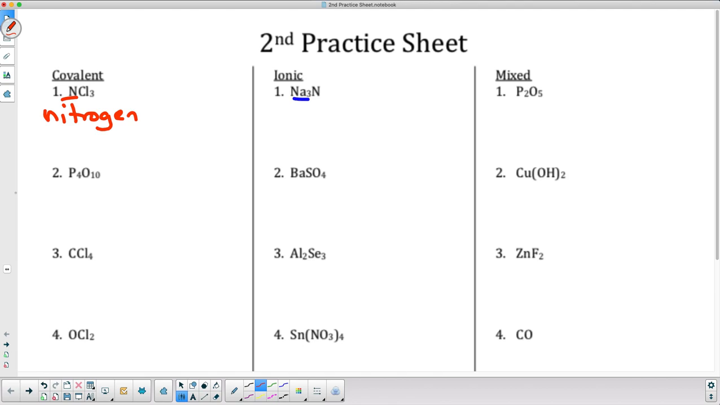So nitrogen, and then the second part always ends in the IDE, just like the periodic table that has the charges on it. And if you don't have this periodic table, I'm going to attach it to this assignment so that you can see that. Okay, let's keep going. So nitrogen and then chloride gets the IDE. Chlorine changes to chloride, and that's on that periodic table.